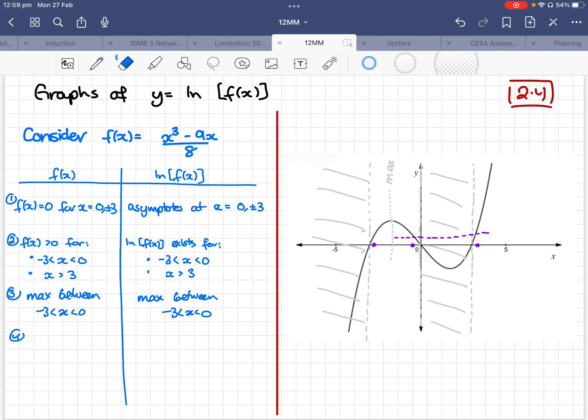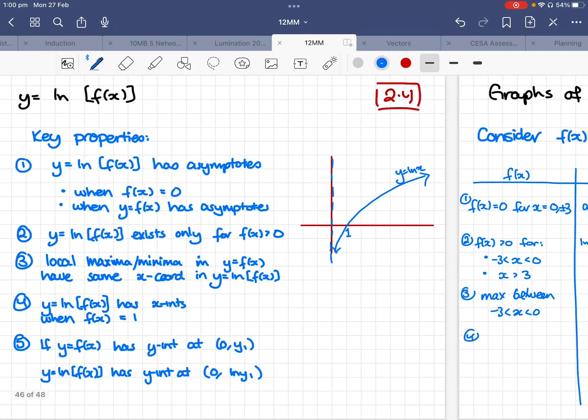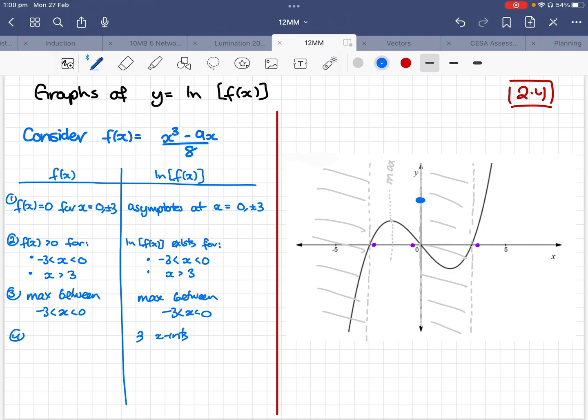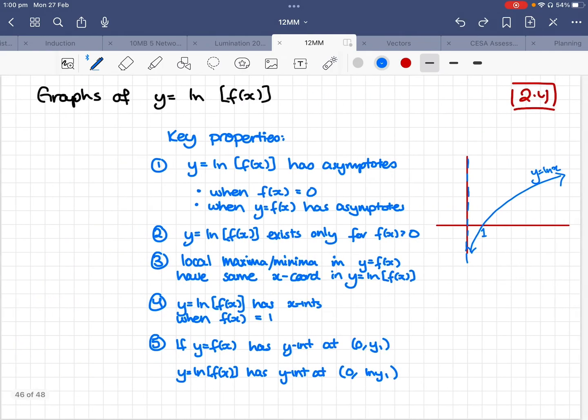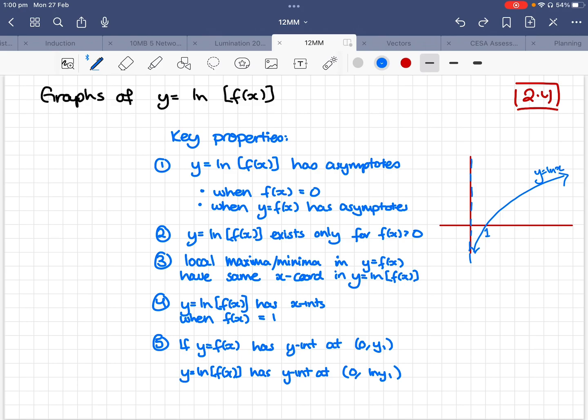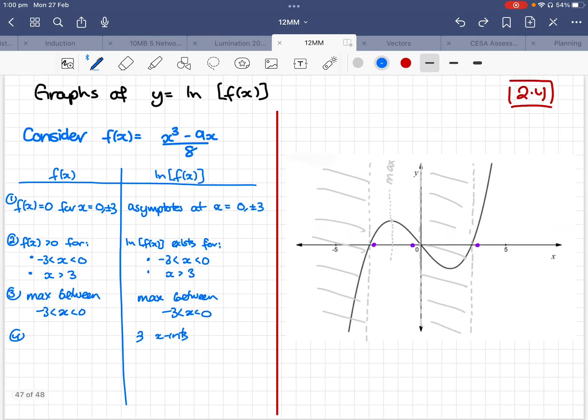Let's just get rid of some of these, just so it's a little easier to see. Okay. So we're going to have 3 x-intercepts. That's, of course, assuming that 1 isn't somewhere up there. We don't know what the y-scale is. We're making a bit of an assumption here. Step 5, if we've got a y-intercept, then we're going to repeat that y-intercept. Our y-intercept is just in here, so there's going to be no y-intercept for this function.